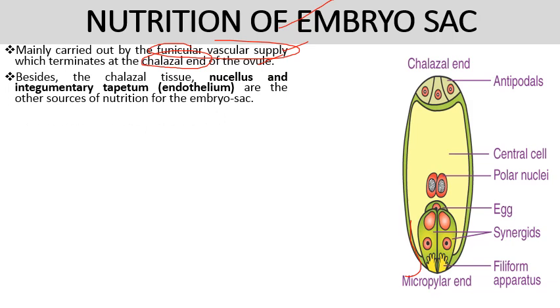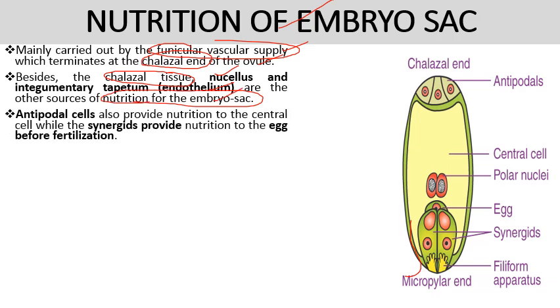Besides the chalazal tissue, other sources that provide nutrition are the nucellus and the integumentary tapetum, which is known as endothelium. These are other sources of nourishment for the embryo sac. Then the antipodals, which are persistent, also provide nourishment to the central cell, while the synergids provide nourishment to the egg before fertilization.